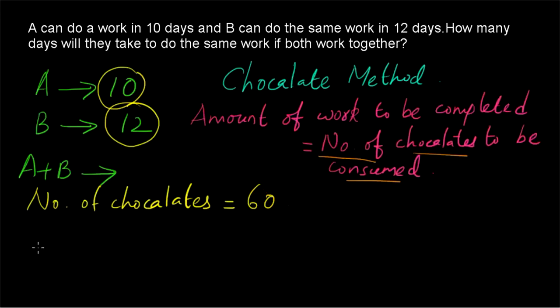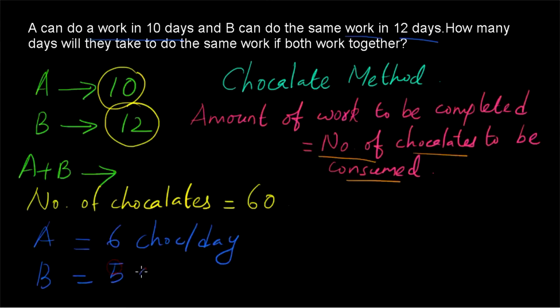Now we find the number of chocolates consumed by A in one day. A completes the work in 10 days, so A will consume 60 divided by 10, which is 6 chocolates per day. And B does the same work in 12 days, that is, B finishes 60 chocolates in 12 days. So B will have 60 divided by 12, which is 5 chocolates per day.